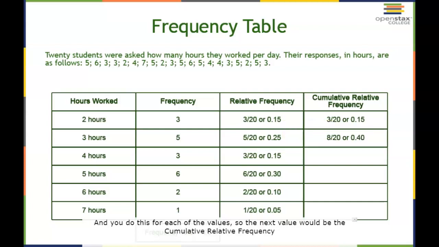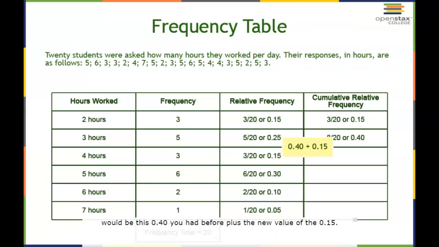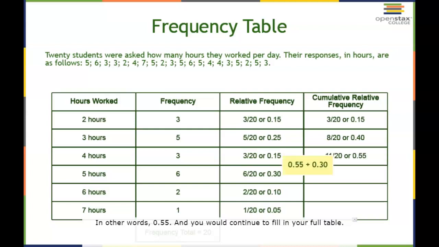And you do this for each of the values. So the next value would be the 0.40 you had before, plus the new value of 0.15, in other words, 0.55. And you would continue to fill in your full table.